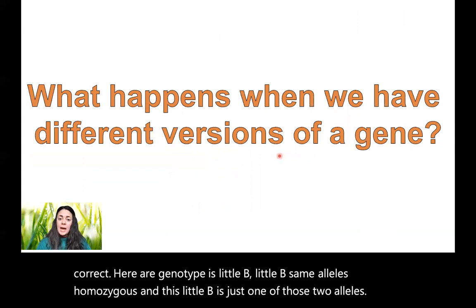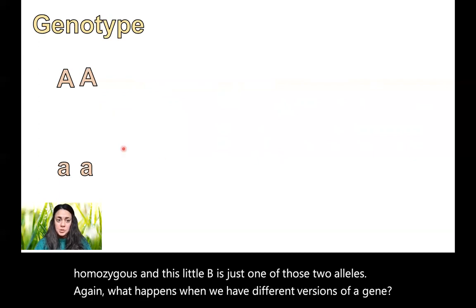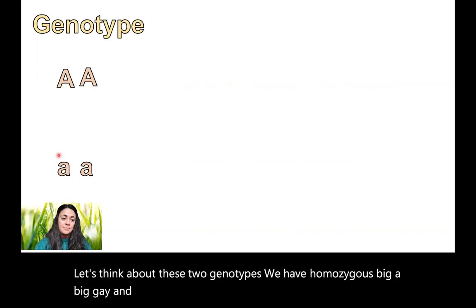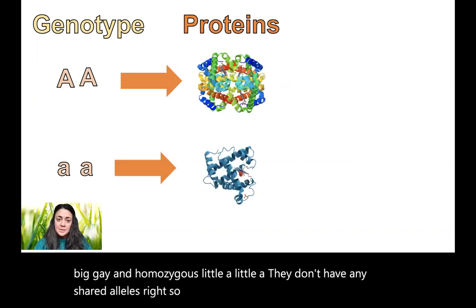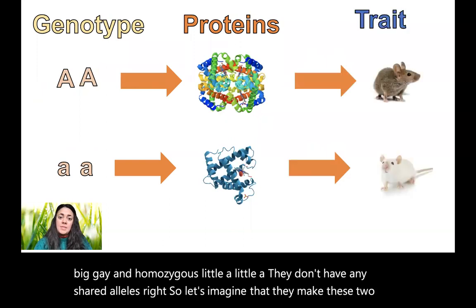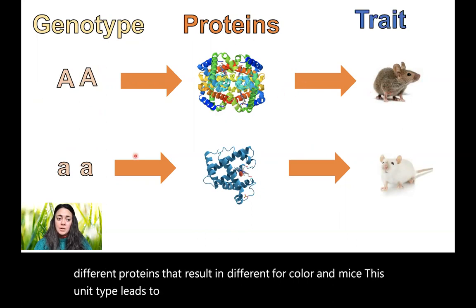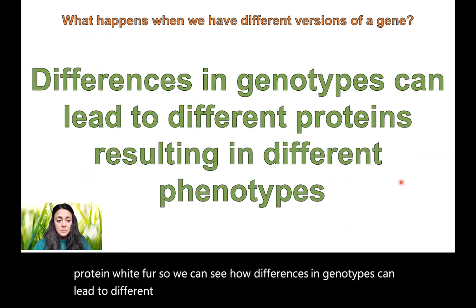Again, what happens when we have different versions of a gene? Let's think about these two genotypes. We have homozygous big A, and homozygous little a. They don't have any shared alleles, right? So let's imagine that they make these two different proteins that result in different fur color in mice. This genotype leads to this protein and brown fur. This genotype, this protein, white fur. So we can see how differences in genotypes can lead to different proteins that result in different phenotypes.